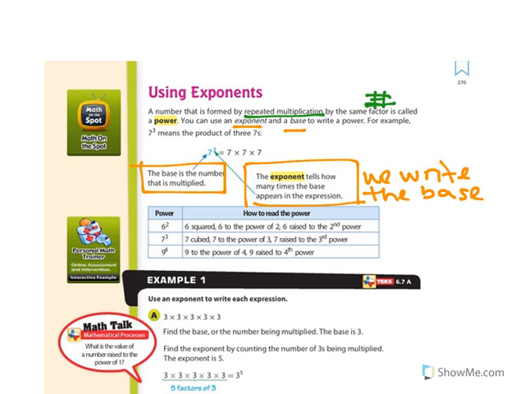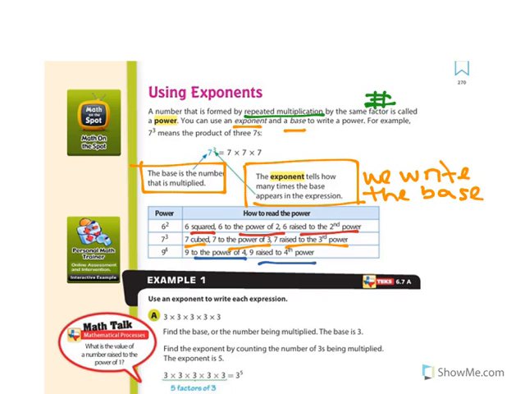Now, in this next box, we have different ways to read the power. If I have a base of 6 and an exponent of 2, we can say 6 squared, 6 to the power of 2, or 6 raised to the 2nd power. Now let's say I have a base of 7 and an exponent of 3. That can be 7 cubed, 7 to the power of 3, or 7 raised to the 3rd power. And the last one, a base of 9 and an exponent of 4 is 9 raised to the power of 4, 9 to the power 4, or 9 raised to the 4th power. So those are just different ways to say these exponents.